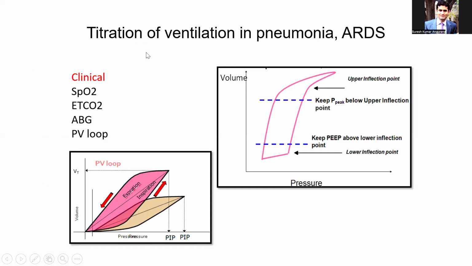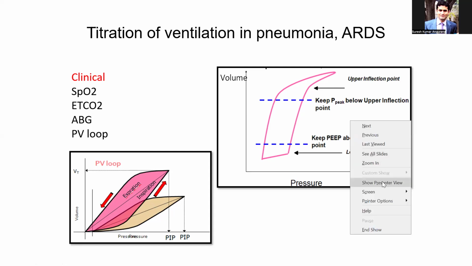And what monitoring should we use? It should be clinical monitoring as well as parameters like SpO2, EtCO2, ABG, and pressure volume loop. The pressure volume loop is very important to monitor. If this loop is going toward the right side, it means there is worsening of the lung or a decrease in lung compliance. But if there is a shift of this loop toward the left side, it means that there is improvement in the compliance.